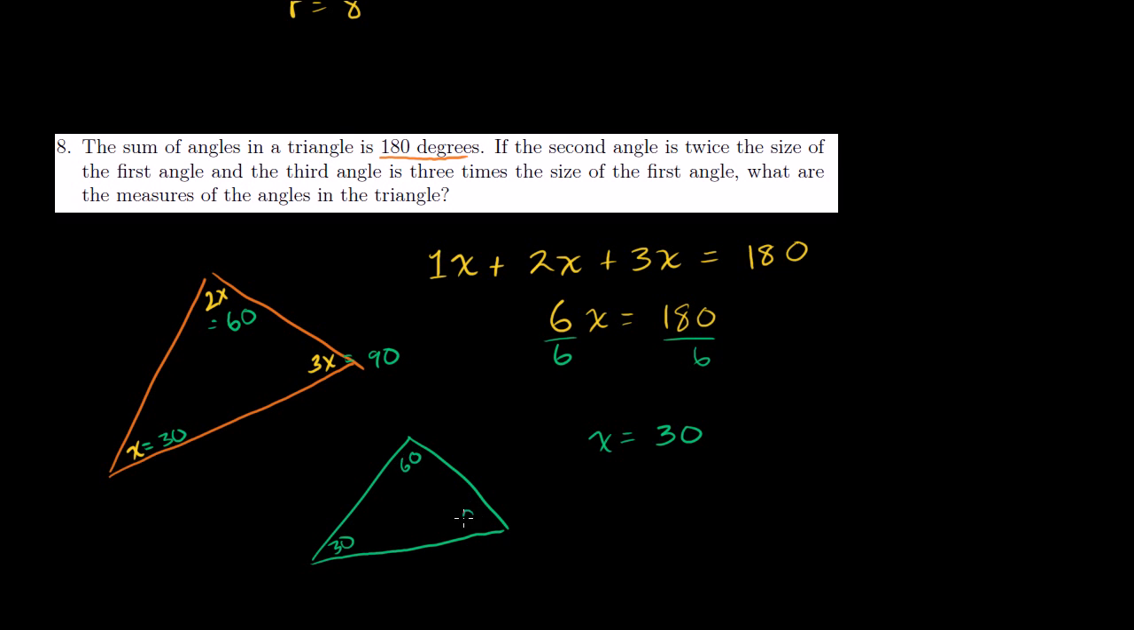So let's see if this meets our requirements. This is a 30, 60, 90. They definitely add up to 180. 30 plus 60 is 90, plus 90 is 180. And then if we look at the requirements, the second angle is twice the size of the first. Right, 60 is twice 30. And the third angle is 3 times the size of the first. 90 is 3 times 30. So it all worked out.